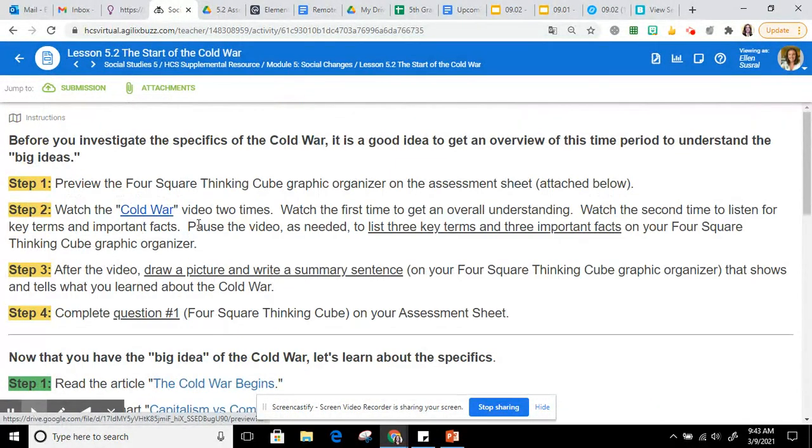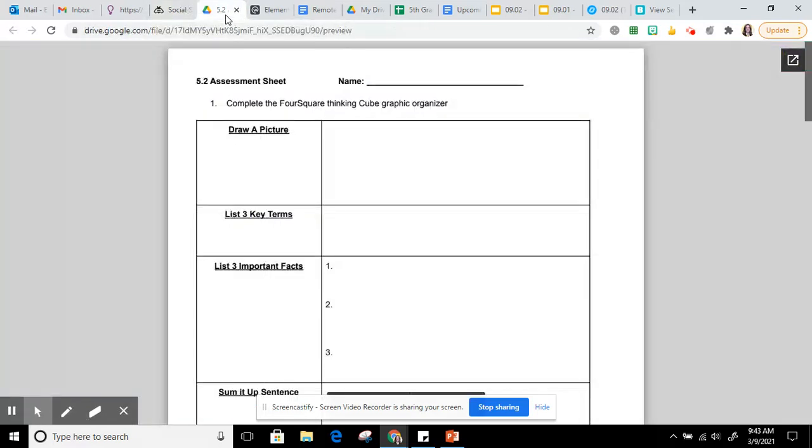All right, so before you investigate the specifics of the Cold War, it is a good idea to get an overview of this time period to understand the big ideas. So now we're going to look at the yellow steps. Step 1 is to preview the 4-square thinking cube graphic organizer on the assessment sheet, which is attached below. So let's just go take a look and preview the 4-square thinking cube.